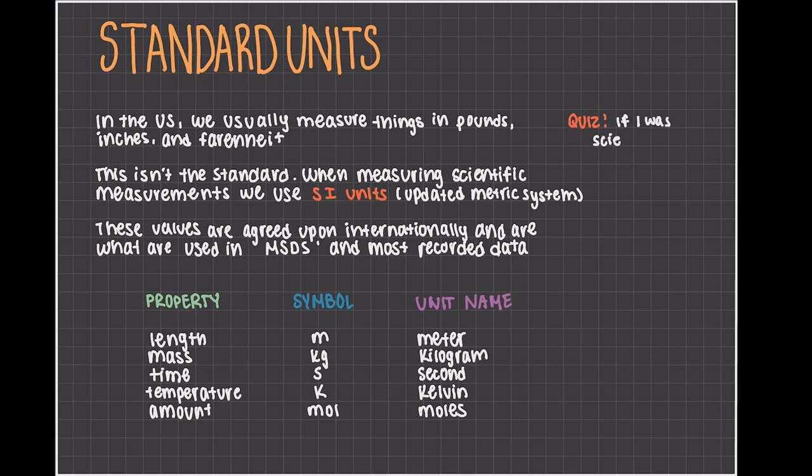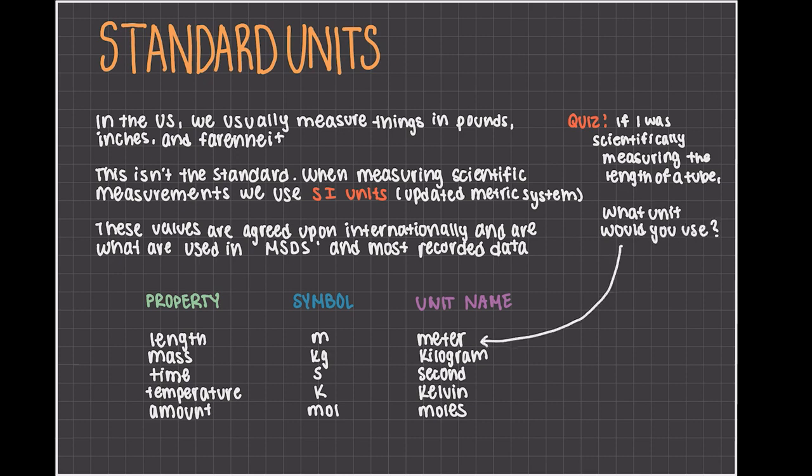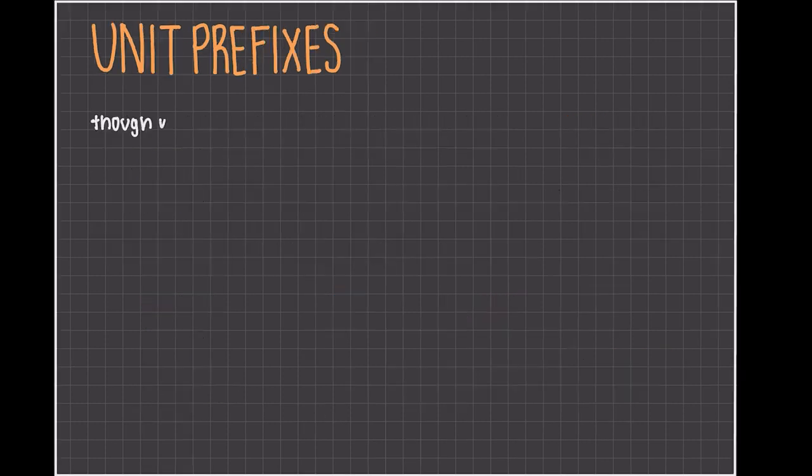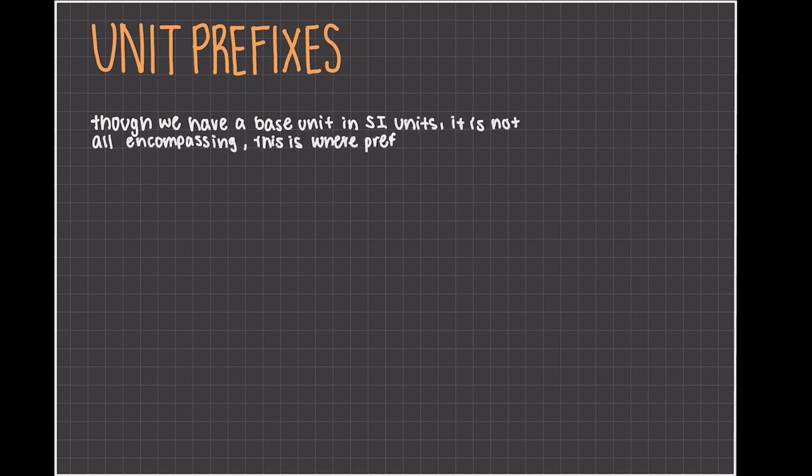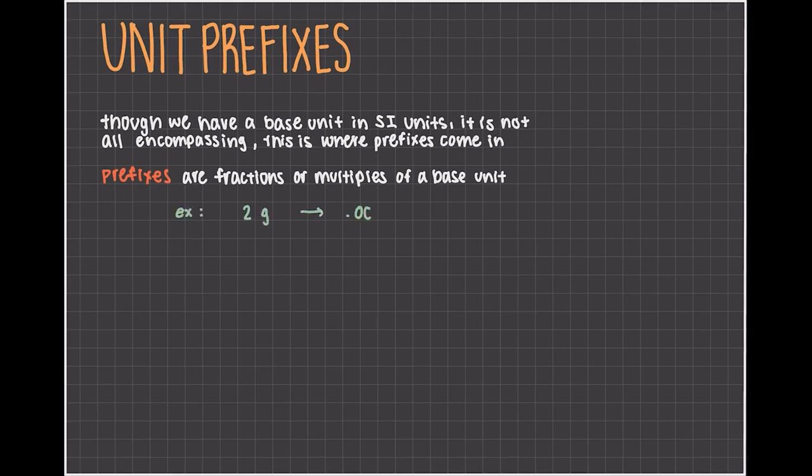Now, quiz time. If I was measuring the length of a tube, what units would you use? Yes, you would use a meter. But what if a meter was too big? Even though we have a base unit in the SI units, it isn't all-encompassing, and this is where prefixes come in. Prefixes are fractions or multiples of a base unit. For example, 2 grams is equal to 0.002 kilograms.